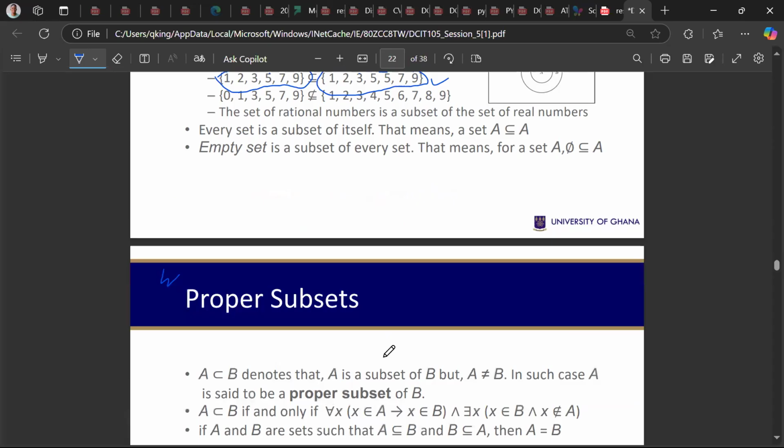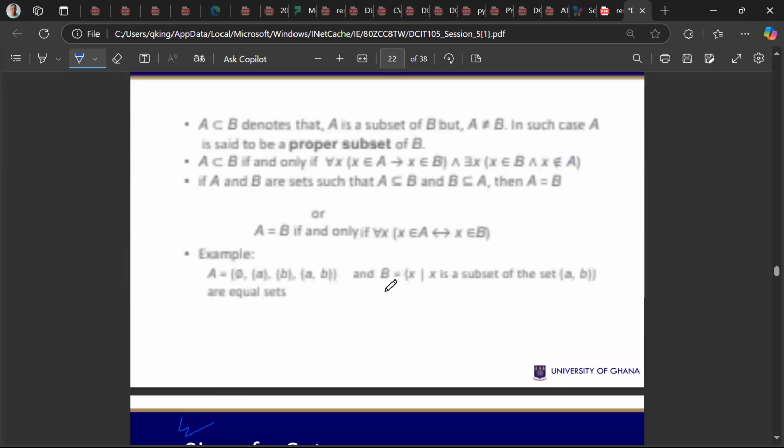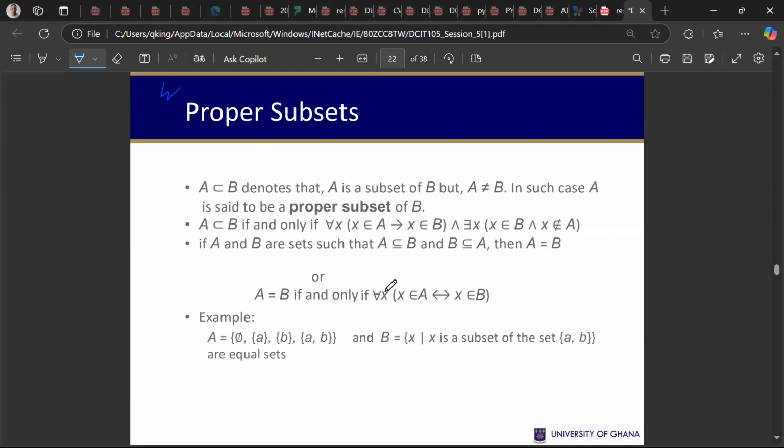Okay, so let's look at a proper subset. A is a subset of B, but A is not equal to B. What this means is that all elements of A are also in B, but B contains at least one element that is not in A. In other words, every element of A can be found in B, but not all elements of B can be found in A. And so in such a case, A is said to be a proper subset of B.